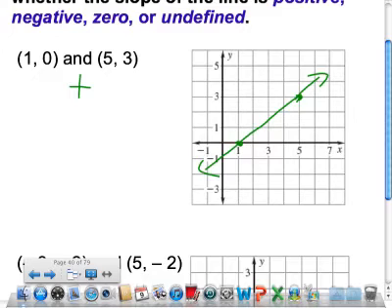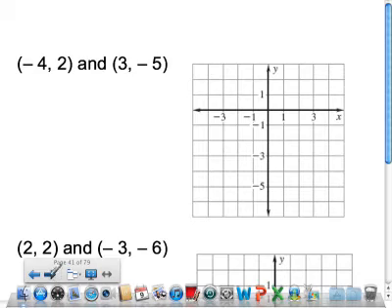Those are pretty straightforward. You just plot the points, compare them to what we did right above that, the classification, and tell whether it's positive, negative, 0, or undefined. Okay, that's just a continuation.